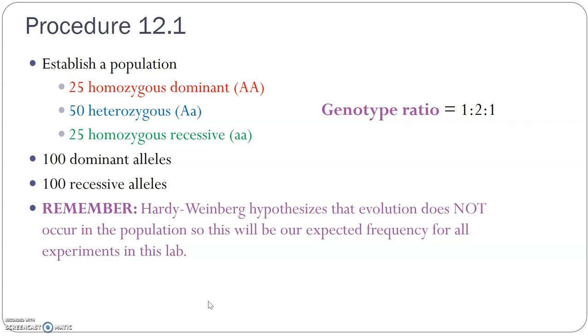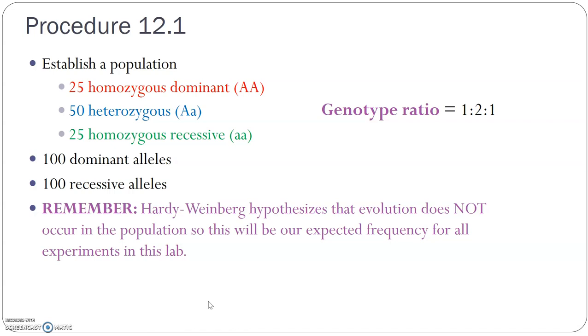Because the Hardy-Weinberg hypothesis is that we will not see evolution, which means we should always expect a 25% split of our three genotypes. So let's look a little bit at what you're going to do with these three experiments.